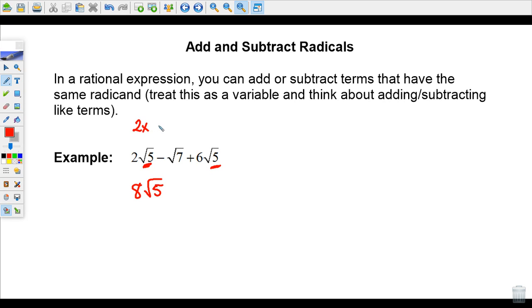Just like when we had 2x minus y plus 6x, we did 2 plus 6. This would give us 8x. We would not add the x's together right here. So the radicand stays the same. Very important that you realize the radicand stays the same. 2 radical 5 plus 6 radical 5 becomes 8 radical 5. And then we just drop down the one that we didn't use, minus radical 7. Because these are different, we can't do this subtraction. This would be our simplified expression.